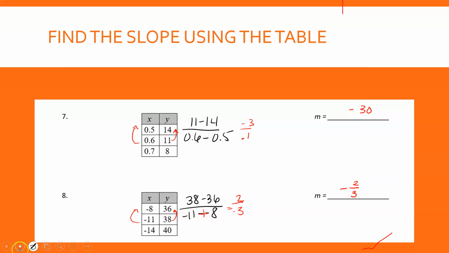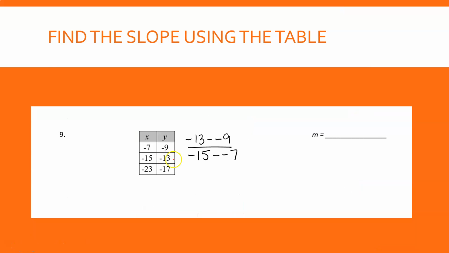I think we have one more of these. Here I have -13 minus -9 over -15 minus -7. This is plus, and this is plus. So -13 plus 9 is -4. -15 plus 7 is -8. This becomes positive 1/2. Two negatives and you reduce it, so it's a half.